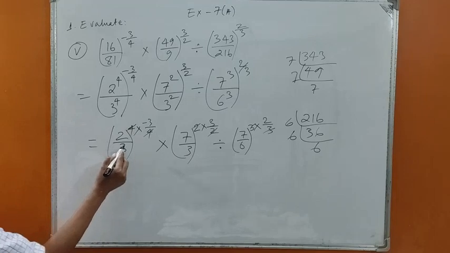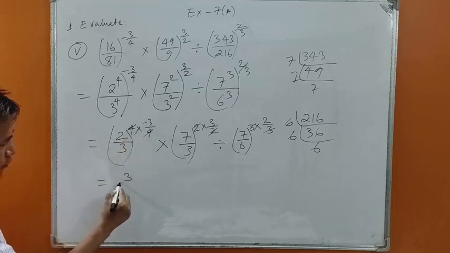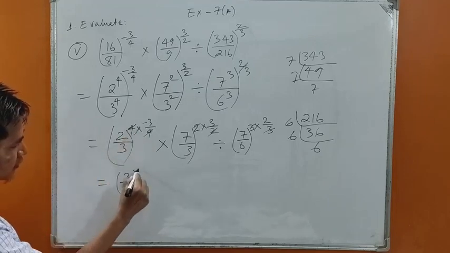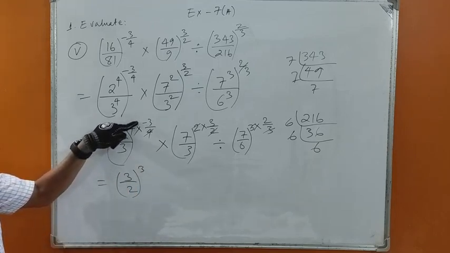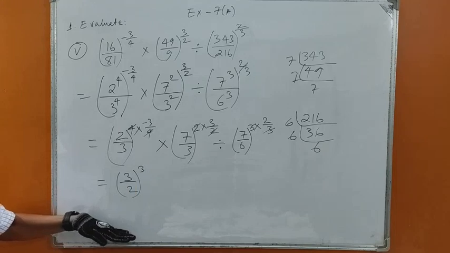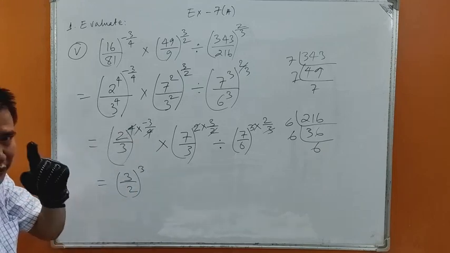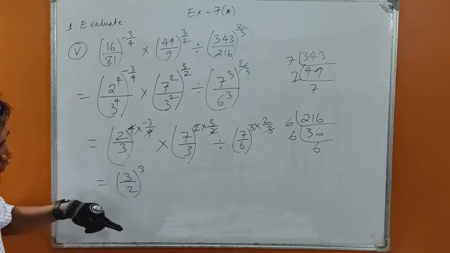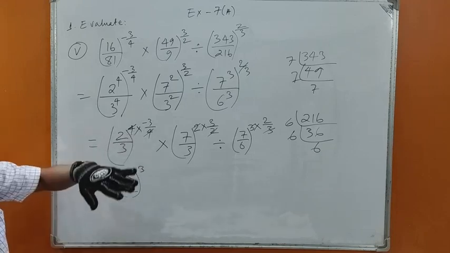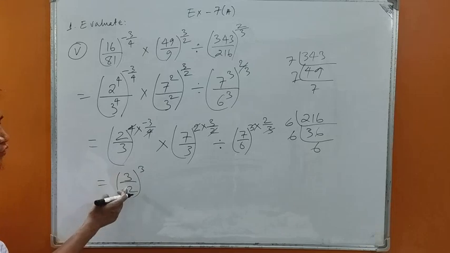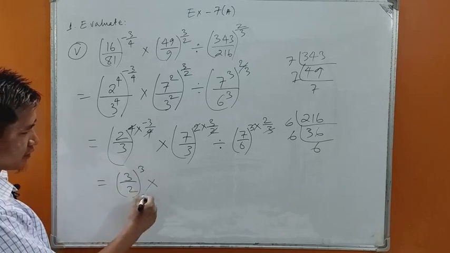2 upon 3 whole to the power minus 3, that means 3 upon 2 whole to the power plus 3. Are you getting me? If you take the number to the denominator, the sign of the power changes. I told you earlier. So when it goes to the denominator, this minus 3 becomes plus 3. Now the number gets inverted, 3 upon 2 to the power 3. I hope you got this.